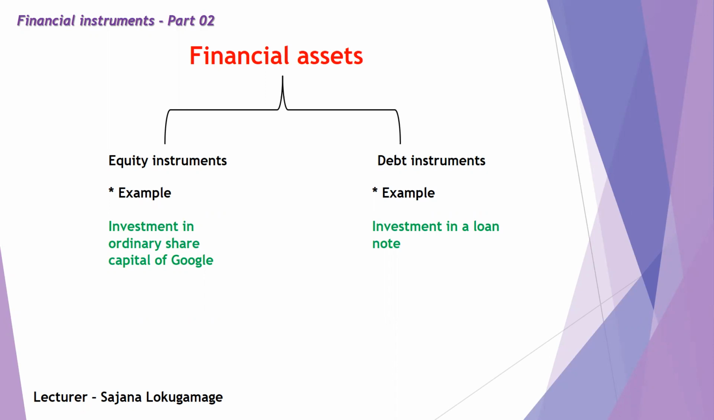Then for financial assets which are debt instruments, a perfect example would be investment in a loan note. So you are giving money to the company, and you have a contractual right to receive cash. Therefore, it's a financial asset for you.